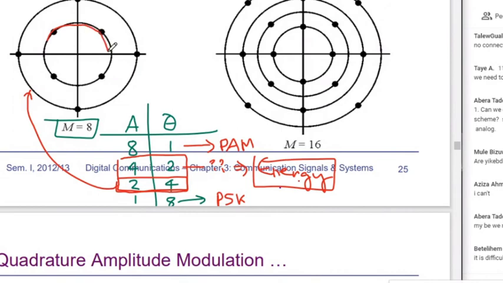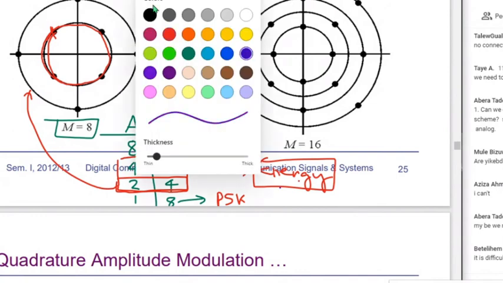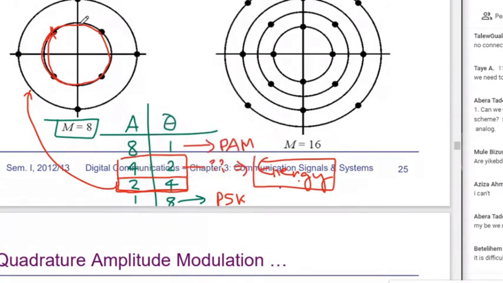So you have two amplitude levels, so all constellation points within the same... so you have four different constellation points, each of them on the same circle, so each of them will have a certain energy, and then another four different points are on, having the same energy.